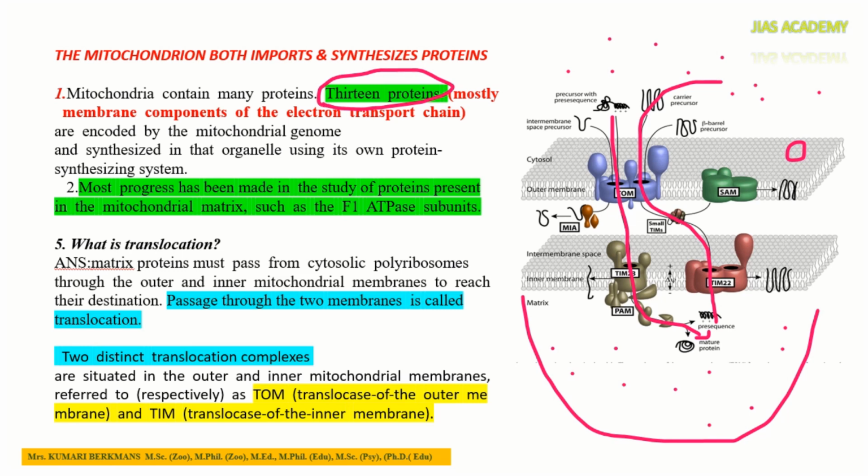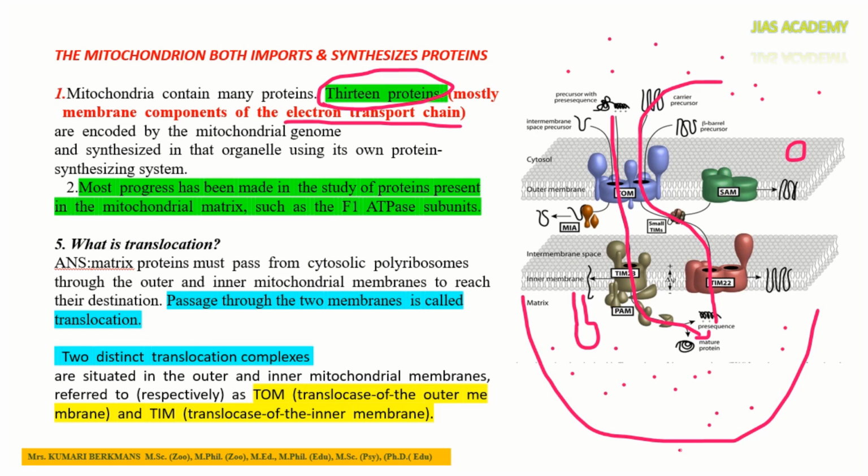These proteins are mostly membrane components of the electron transport chain. These are present on the mitochondria, and these proteins are encoded by the mitochondrial genome and synthesized in that organelle using its protein synthesizing system. Most progress has been made in the study of proteins present in the mitochondrial matrix, such as the F1 ATPase subunits.